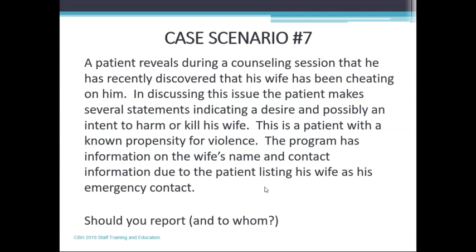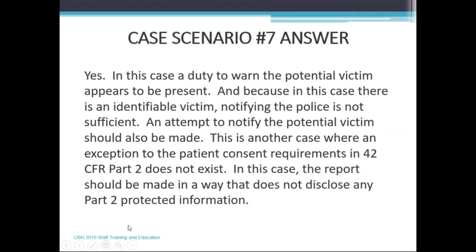So we've had a few responses. One person said in Louisiana they would make the report to the wife. Someone said yes, report, and then said police, question mark. Someone responded yes, and someone responded non-emergency police. So in this situation, we said yes, this would be a case where a duty to warn exists. A duty to warn the potential victim appears to be present. And because there is an identifiable victim, notifying the police may not be sufficient. An attempt to notify the potential victim should also be made.